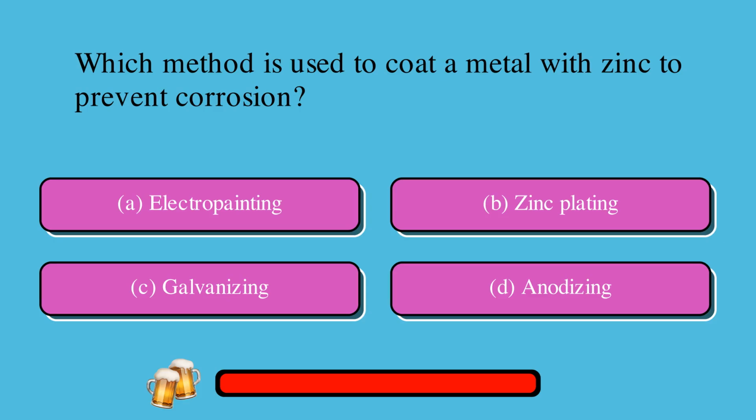Which method is used to coat a metal with zinc to prevent corrosion? A. Electropainting, or B. Zinc plating, or C. Galvanizing, or D. Anodizing? The correct answer is C. Galvanizing.